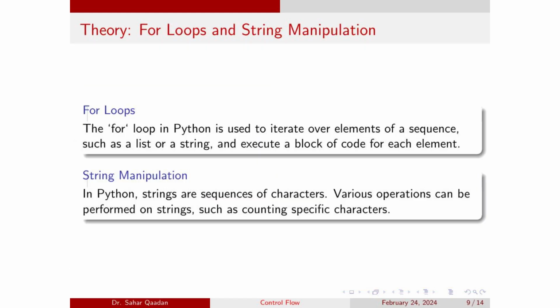Now we learn the for loop. A for loop iterates over a sequence: a list, a string, a range of numbers. Strings in Python are sequences of characters, so we can loop through each character and do things like counting, checking, or filtering. As a comparison, a for loop is best when you know the items you want to go through, while a while loop is best when you repeat until a condition becomes false.